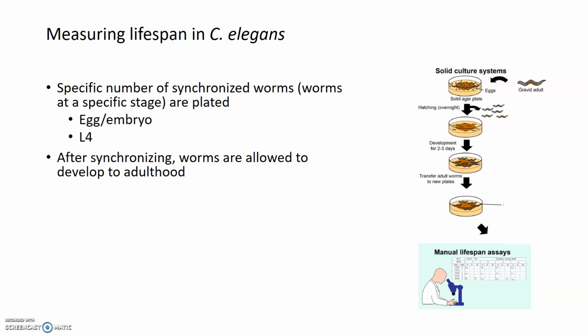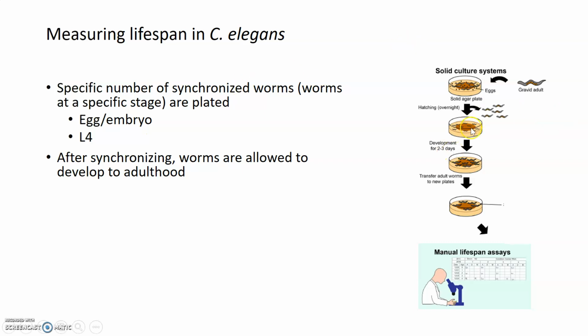So in order to measure the lifespan of a C. elegans, you have to start with a synchronized population of worms, or worms that are all at the same developmental stage. And you will choose a specific number of worms, somewhere around 100 usually, and put them onto a plate. And you can choose different stages at which to synchronize worms. In this class, we're going to use eggs or embryos to synchronize our populations of worms, but you can also use that larval stage 4 or L4 to do it. It's just a little bit more difficult to identify, and so we're going to use eggs for this class.